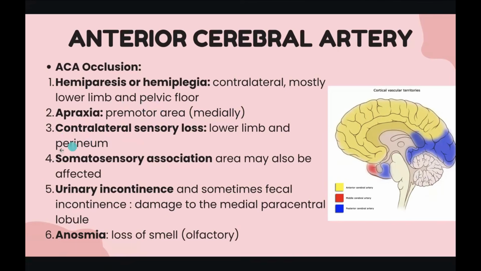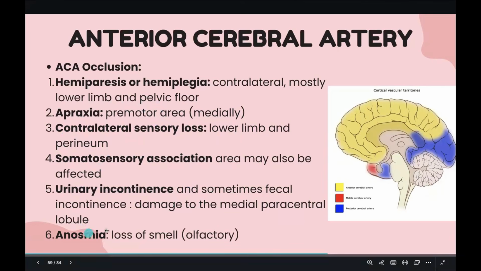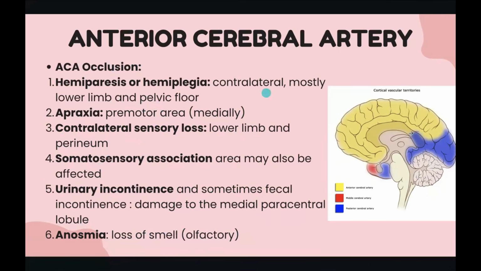Due to that area, I'm sorry. Contralateral sensory loss in the lower limb and perineum. A somatosensory association can also be affected. Urinary incontinence, sometimes fecal too, because of the damage to the medial paracentral lobule. Lastly, anosmia, which is loss of smell or olfaction, due to it being supplied by this artery.